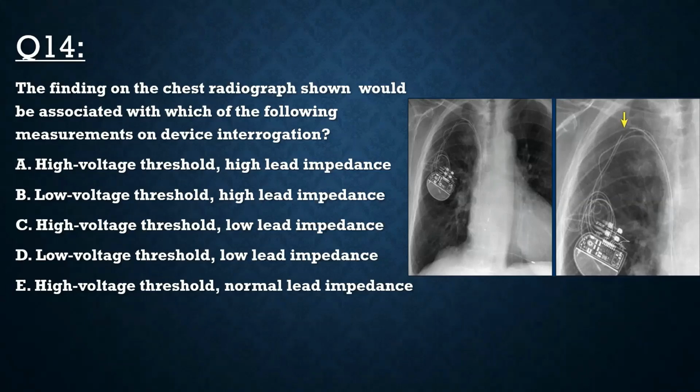Is it high voltage threshold, high lead impedance; low voltage threshold, high lead impedance; high voltage threshold or low lead impedance; low voltage threshold or low lead impedance; or high voltage threshold, normal lead impedance? Which is the right one? If someone wants to answer, they can answer in the chat.